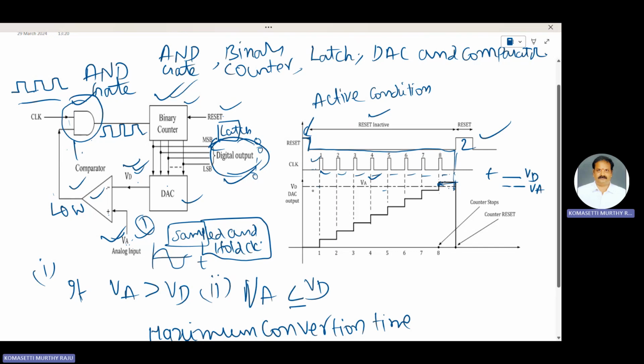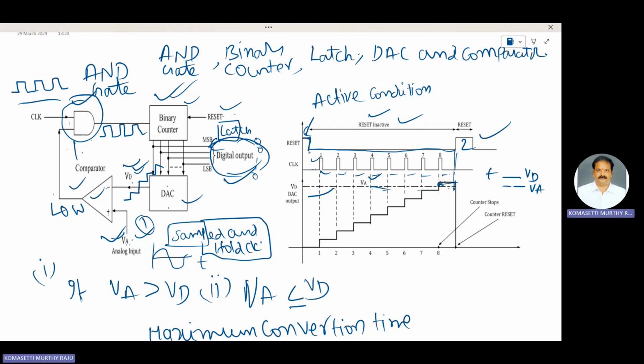These are the clock pulses. When the AND gate allows the clock pulses, the reset signal is in inactive condition. This line represents VD. The output of that DAC is a staircase waveform. That is VD, the staircase waveform.